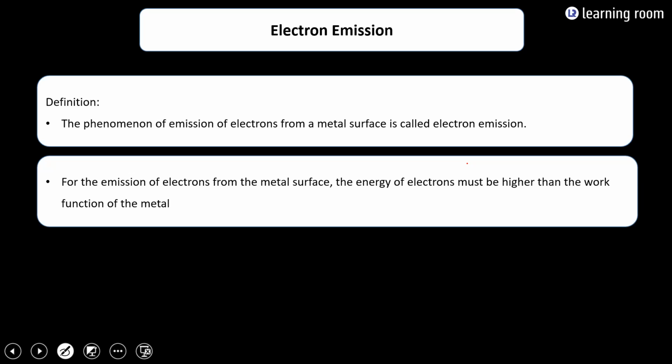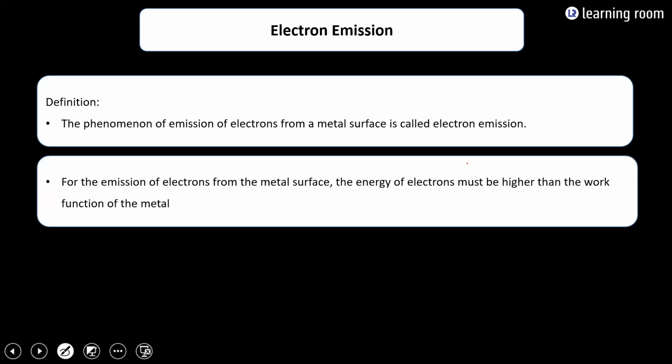But for electron emission to happen, it is not a spontaneous process. For it to happen, what are all the things that need to happen? We have already discussed. We need to supply some energy. So for electron emission from the metal surface, the energy of the electron must be higher than that of the work function. Sir, is electron emission the same as photoelectric emission?